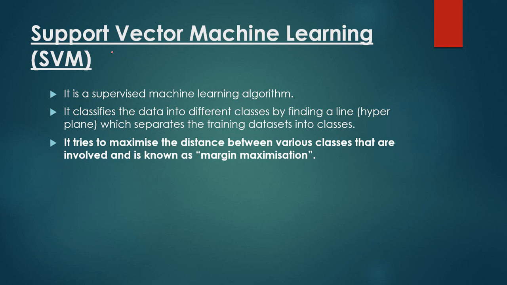The next algorithm we'll talk about is the support vector machine. It is a supervised machine learning algorithm, and I'm sure you are aware of what a supervised machine learning algorithm is. It classifies the data into different classes by finding a line or hyperplane. So it uses something called a hyperplane. Instead of a line, it uses some sort of a hyperplane to separate training data into different classes, and it uses multiple hyperplanes to do so. It tries to maximize the distance between the various classes that are involved and is known as margin maximization. If you're learning the theory of SVM, you will understand better what margin maximization is. The idea is to maximize the separation between different categories, and that's what it essentially means.